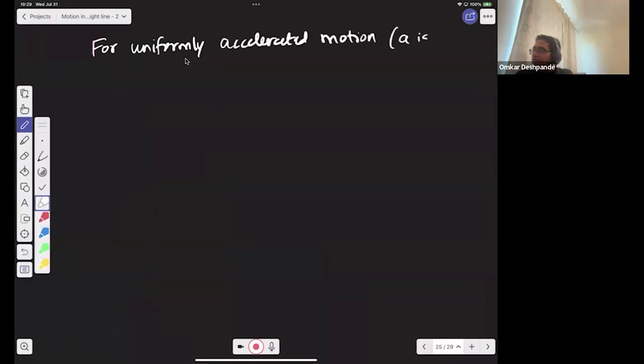Where a is constant. We know that the velocity is going to be in general v0 plus at, right? Velocity at time t. Okay, basically we are talking about this. V of t is the same as v. And the position as a function of time is going to be given by this.